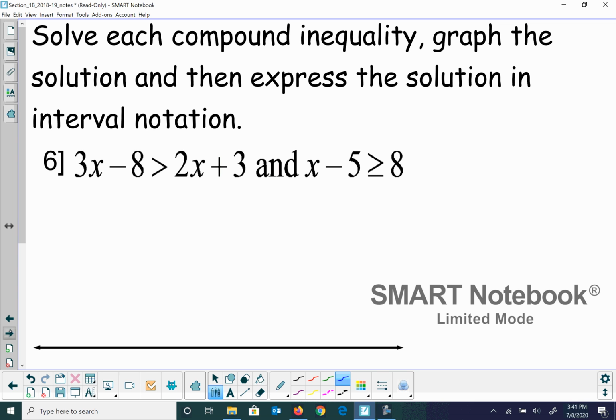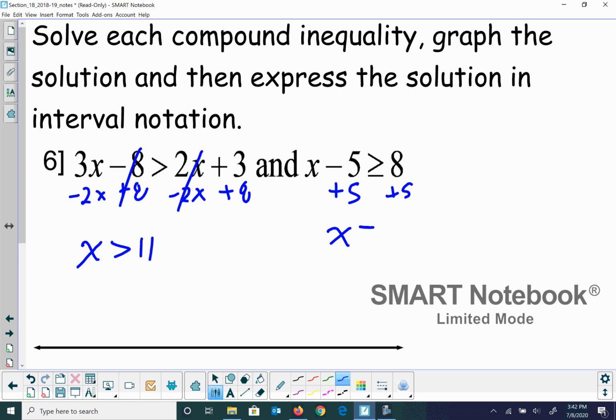This is also a compound inequality, even though we have the word and in there. Compound just means we have 2 inequalities in the problem. So let's work this first one out. Subtract 2x, subtract 2x, add 8, add 8. So that's going to give me x is greater than, those cancel out, 11. Okay, sounds good. Now I'm going to add 5 to both sides. So I get x is greater than or equal to 13.